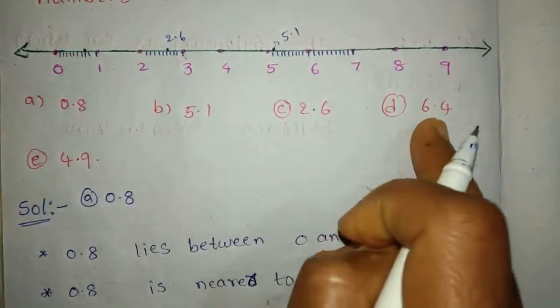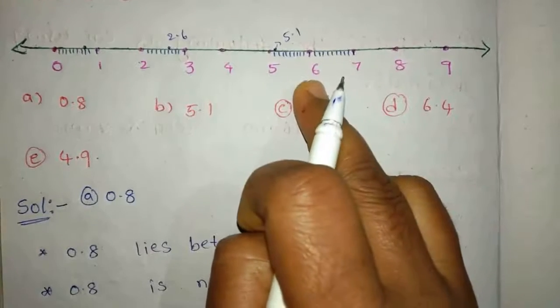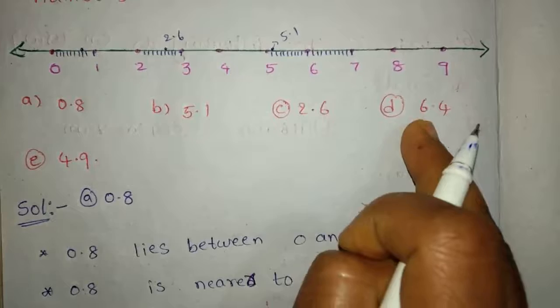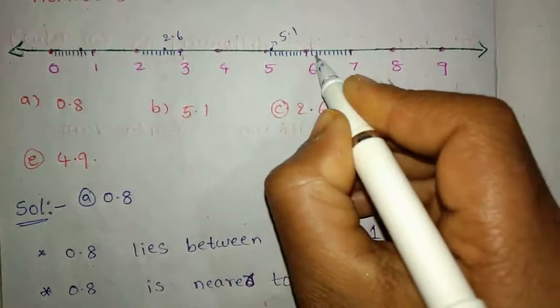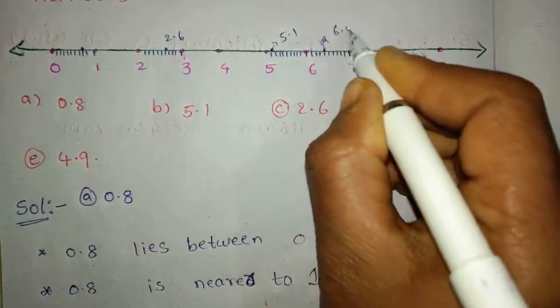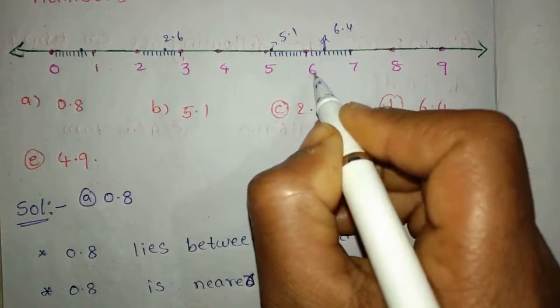Now the next one is 6.4. Here 6.4 lies between 6 and 7. Counting 1, 2, 3, 4, it represents 6.4. Thus this is nearer to 6.